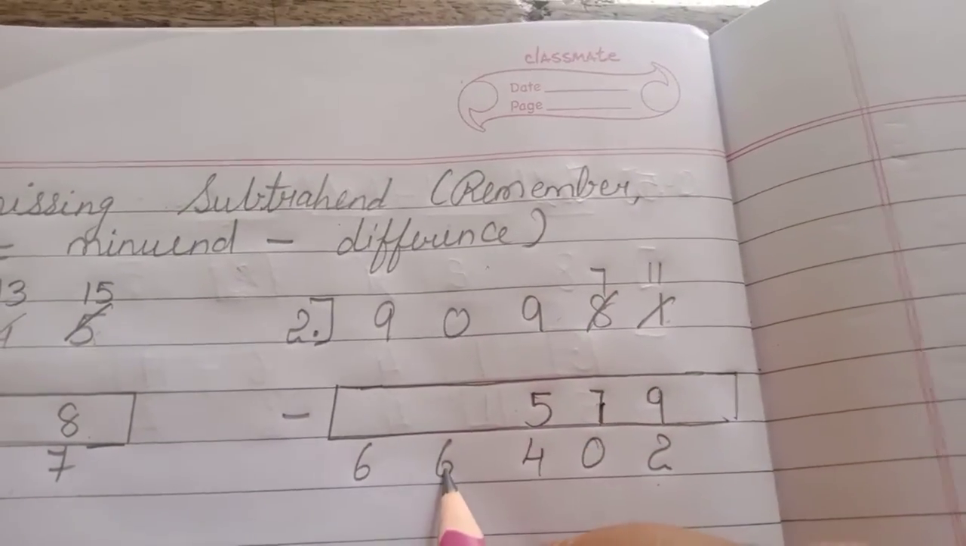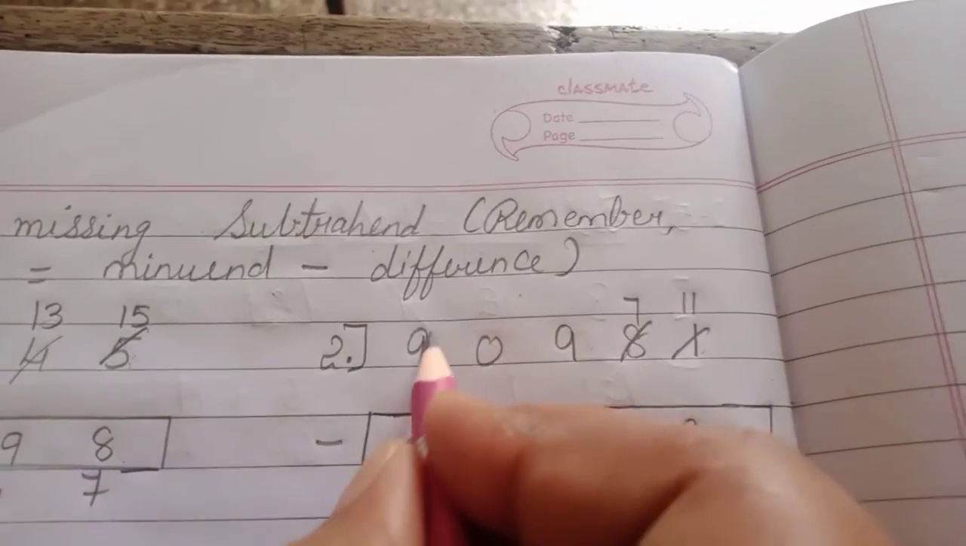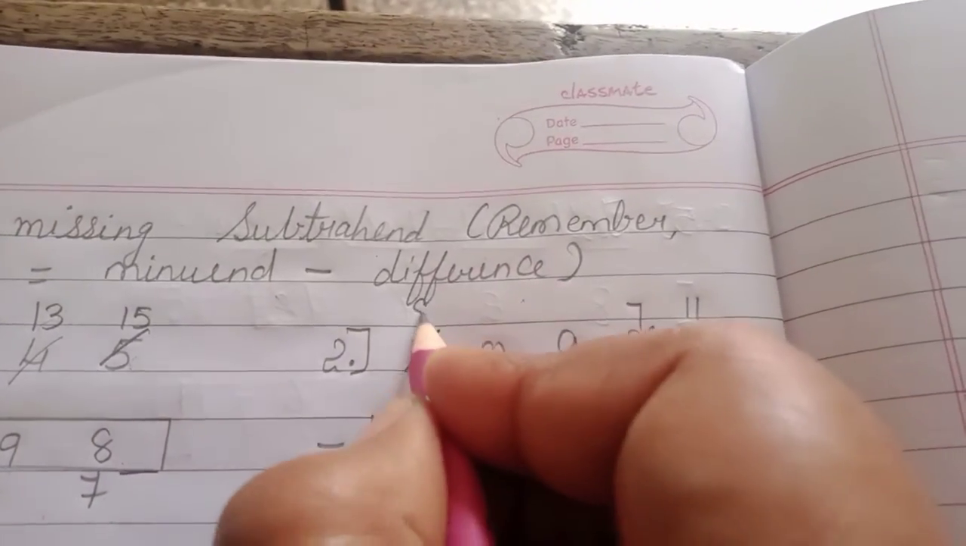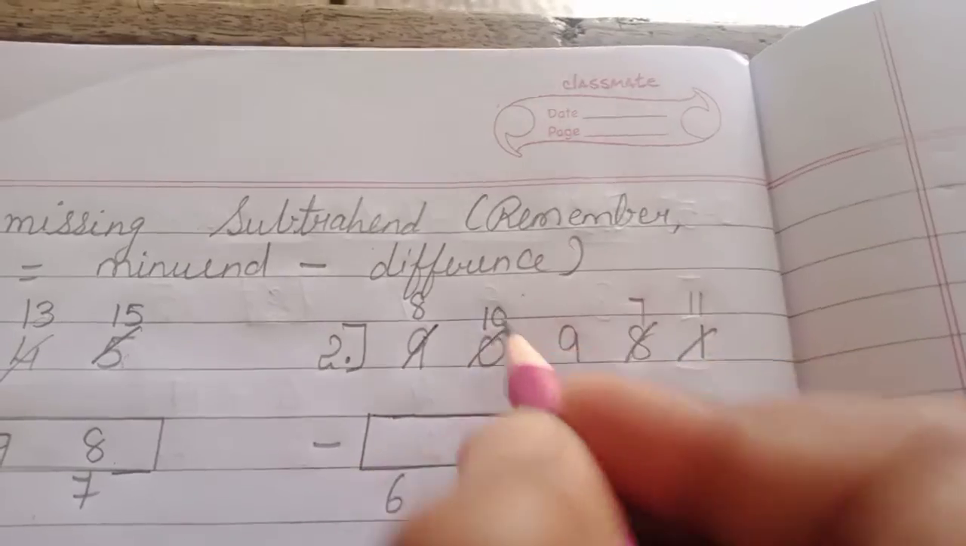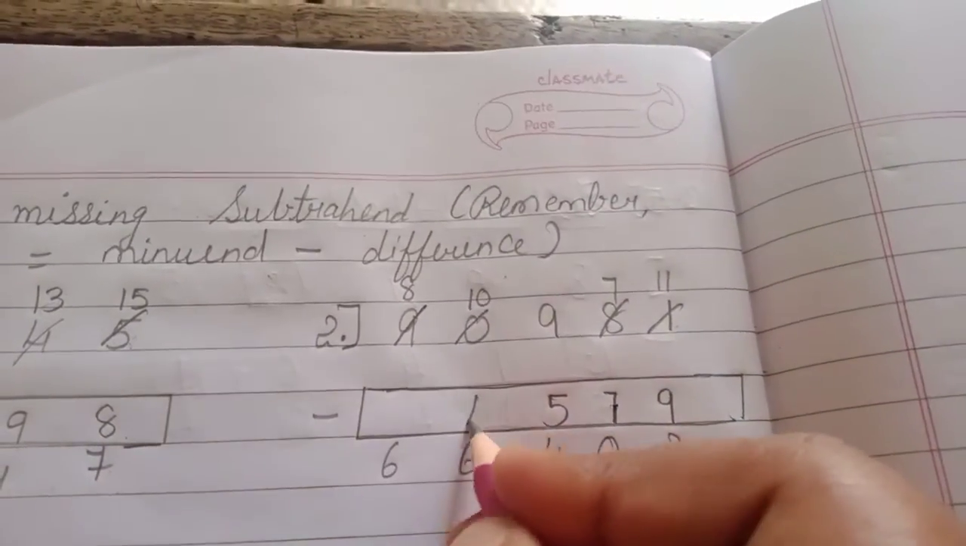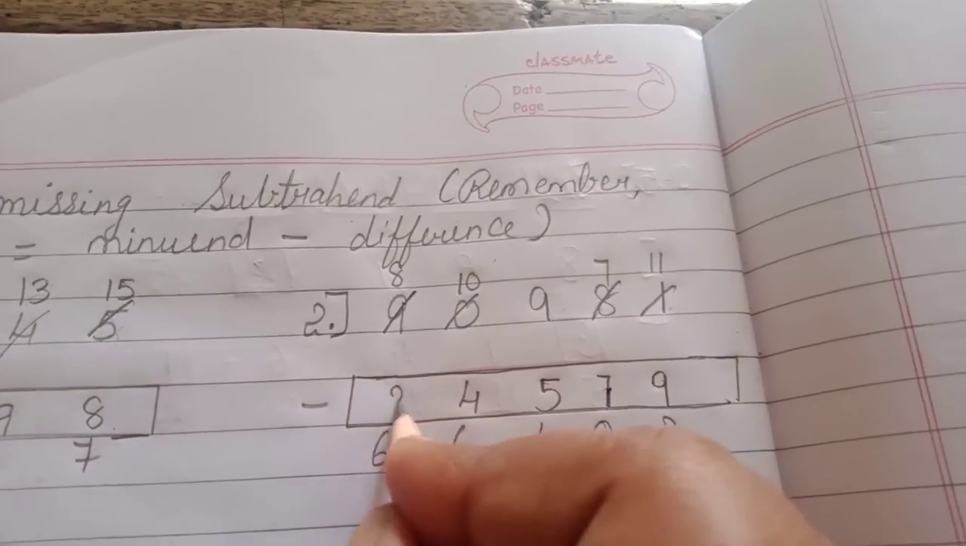Here 0 minus 6 is not possible, right? So what we have to do? We have to borrow from 9. So this 9 will become 8 and this 0 will become 10. So 10 minus 6, we will get 4. Then 8 minus 6, we will get 2.